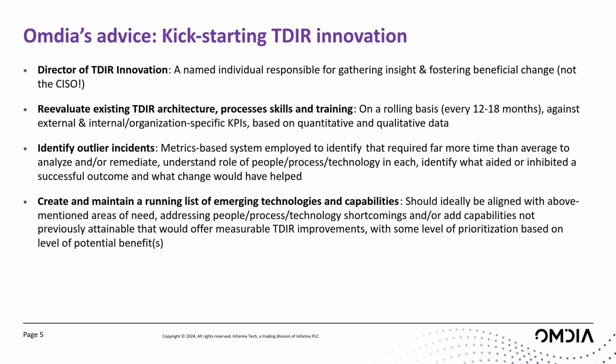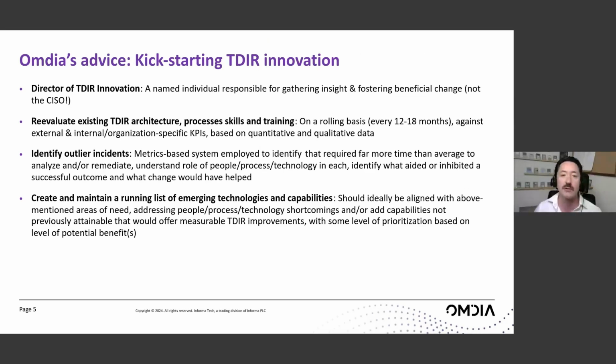Identify outlier incidents. So some organizations do this, but it's not necessarily on a programmatic standpoint. But what we're saying is organizations should have, even informally, some kind of metrics-based system to identify the cases that required far more time than average to analyze and or remediate, and kind of group those together and do some data-driven analysis on those. How long did they take? Why did they take so long? What were the challenges there? Was it a skills gap? Was it a tooling issue? Was it just something brand new that required bringing in a team and that took time, or external support?